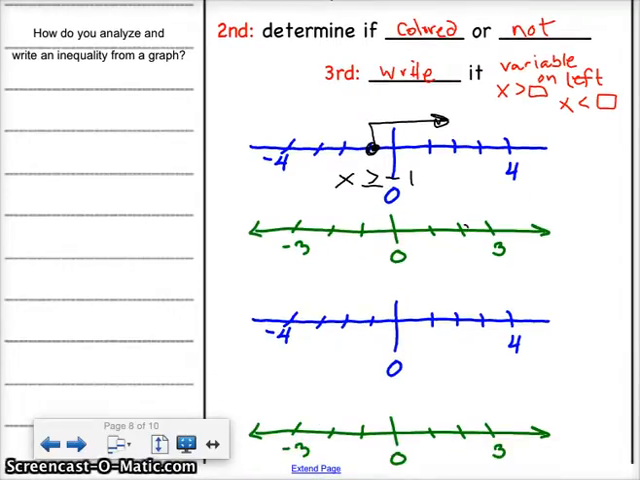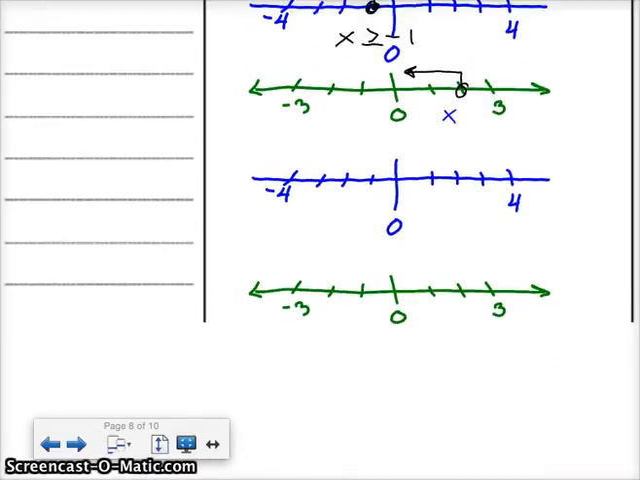I'm going to make another one. Okay? Now, given this graph, we need to write the inequality that models it. So, you always start with x. Am I bigger or smaller? Smaller, because I'm going to the left. So x is smaller than, and I don't put a line under it because it's not colored in, and then the number I'm at, 2.